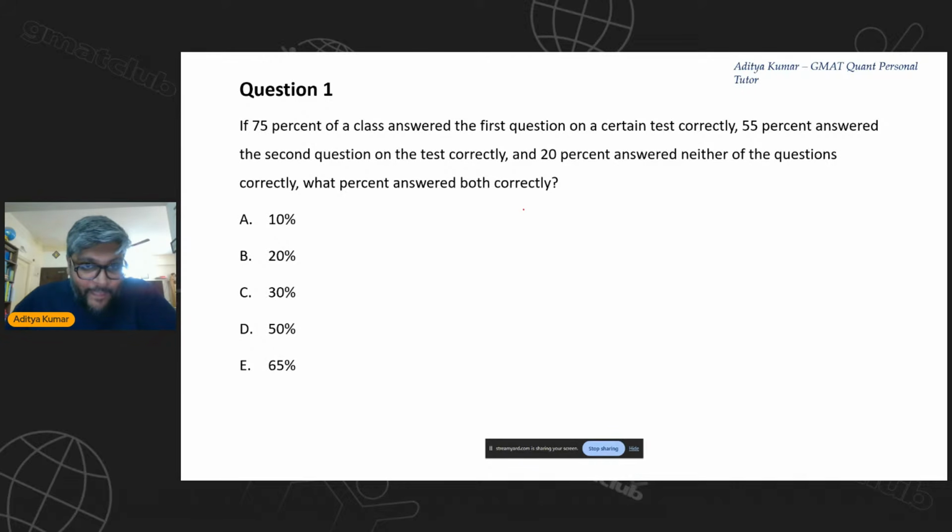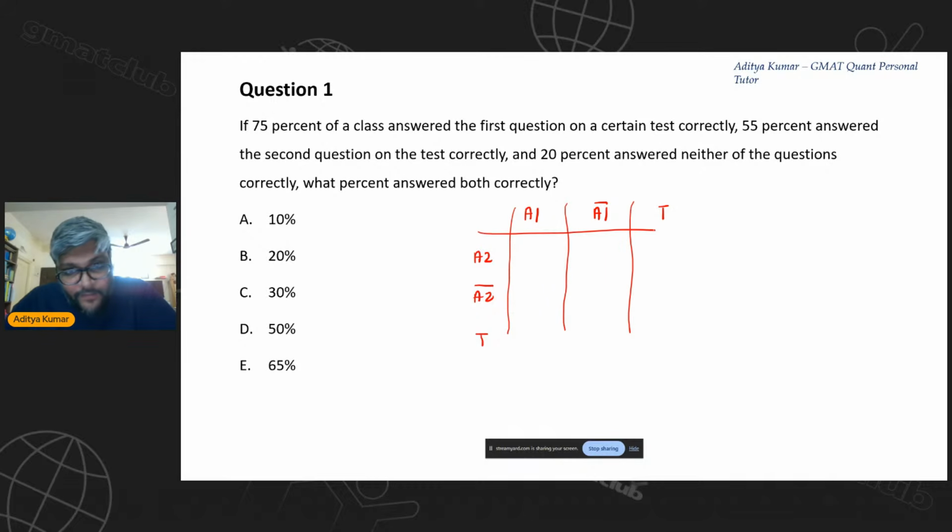So you would say, yes, first correct, answered the first, did not answer the first, total. You would make it 4, right? And then what is the other? Answered the second, did not answer the second, total. And now you would fill in the data here, right? So you would say this is a total of 100%.